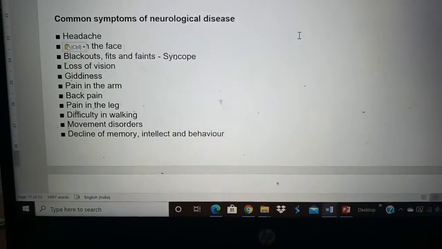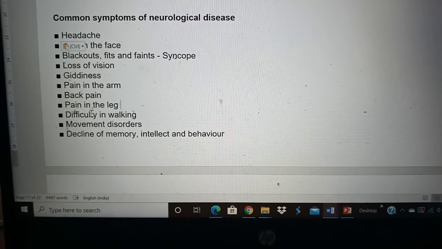The brain is located in the head, and it is only obvious that whenever there is any neurological problem, there is headache. Then you also get pain in the face. So we'll be studying in detail why pain in the face happens, why headache happens, and why syncope happens. These three things we will be studying in detail. Syncope is a third common symptom of neurological disease, and it is nothing but blackout or faint. You would have seen in school that people suddenly faint, or older people suddenly faint. So that is called syncope.